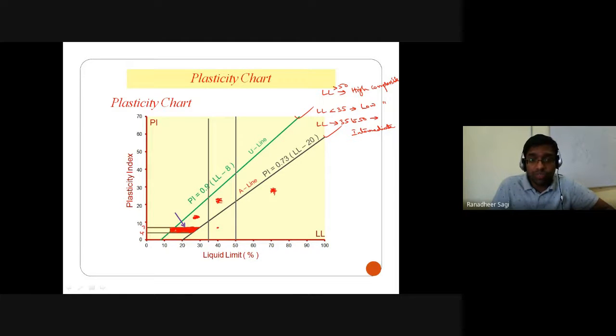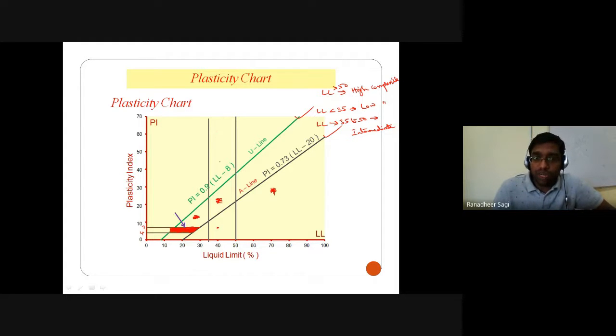So if the data point falls in this region, then that particular soil cannot be very clearly categorized as whether it is to be called a low compressible clay or low compressible silt. So in such a case, we call it low compressible silt and low compressible clay. A dual way of indicating that particular soil, where you do not have a clear idea about what type of soil it is. So this is what this plasticity chart is going to be telling us.